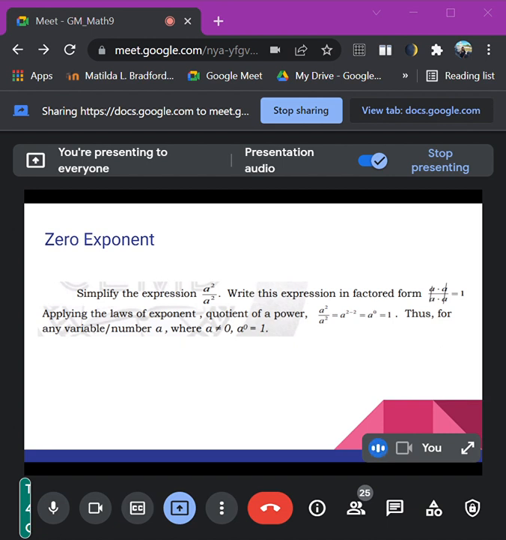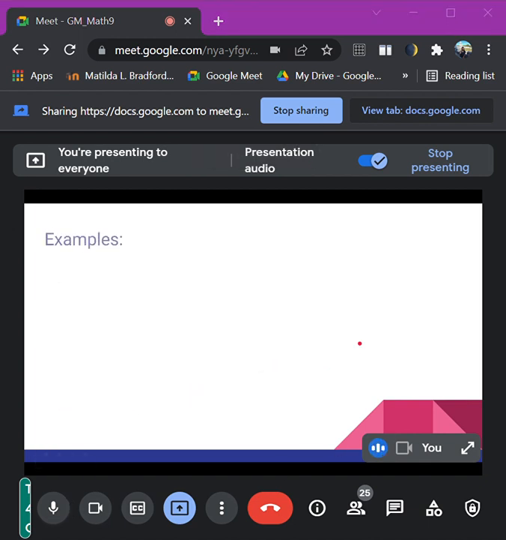Remember, no matter how large the base is, as long as the exponent is 0, that is equivalent to 1 only. Did you understand the zero exponent? Okay, very good. Now here, we can see some examples. So we have here some examples.